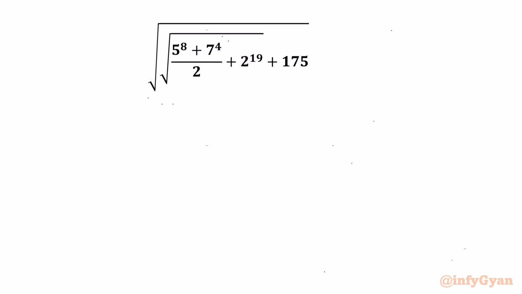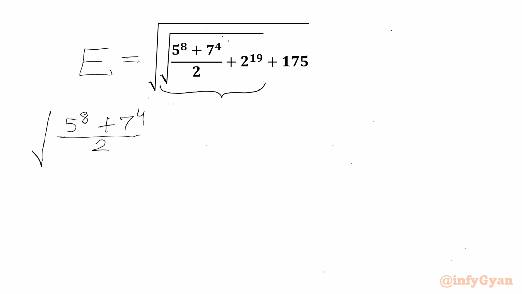In this video we have another very interesting question from algebraic expressions which we'll be solving without using a calculator. So let's get started. Let us say this expression equal to E first. Now I will consider this square root part only separately. So let me write here the square root of (5 power 8 plus 7 power 4) over 2 plus 2 power 19.